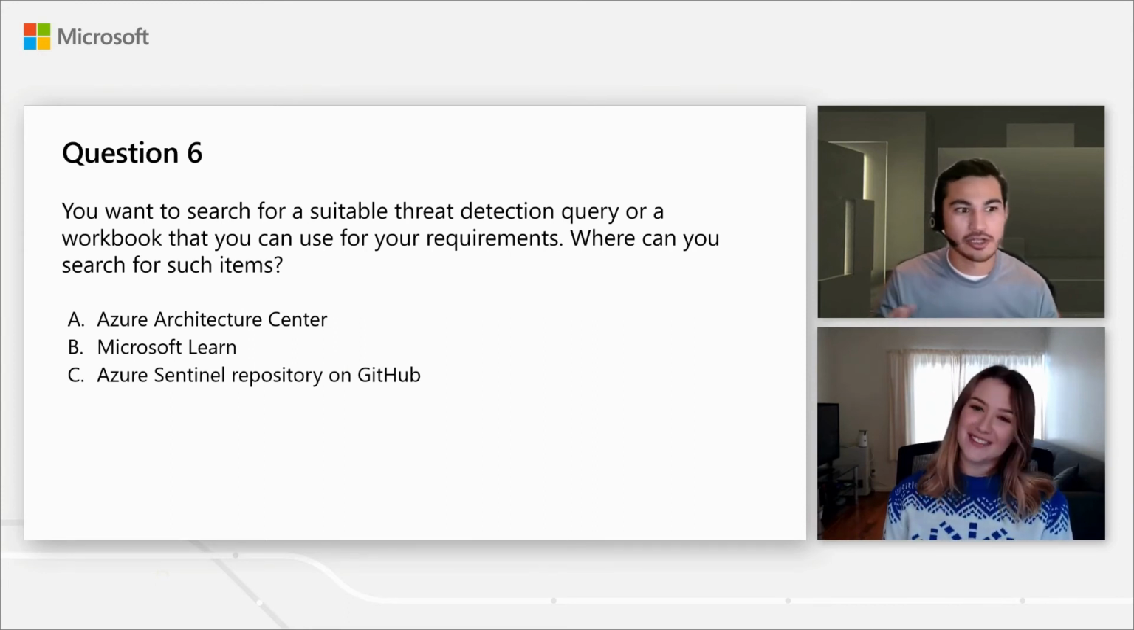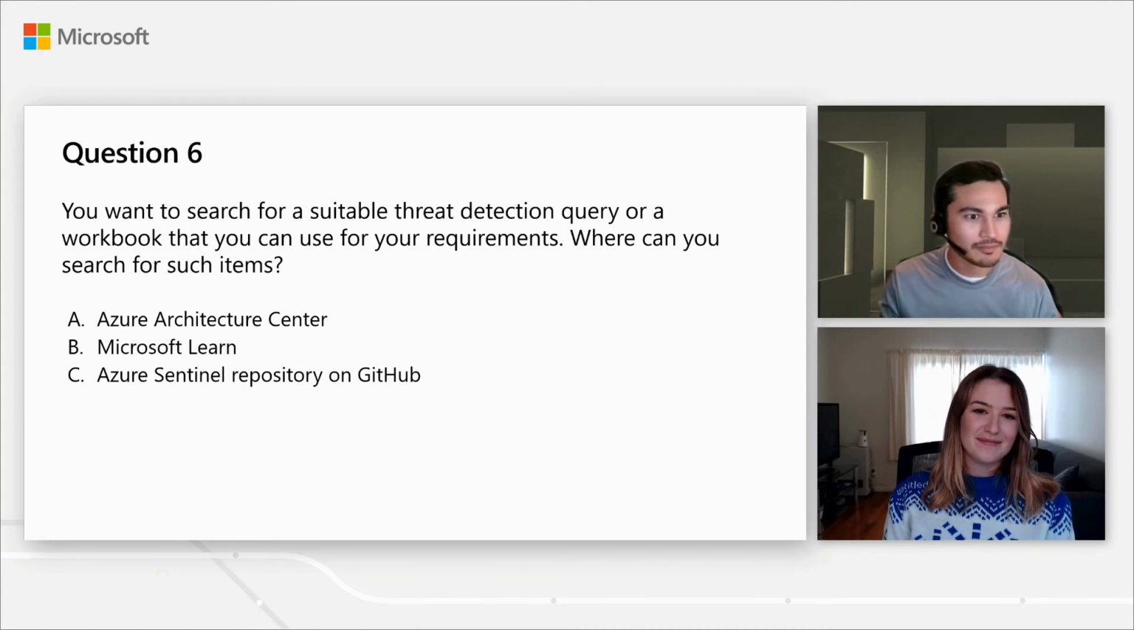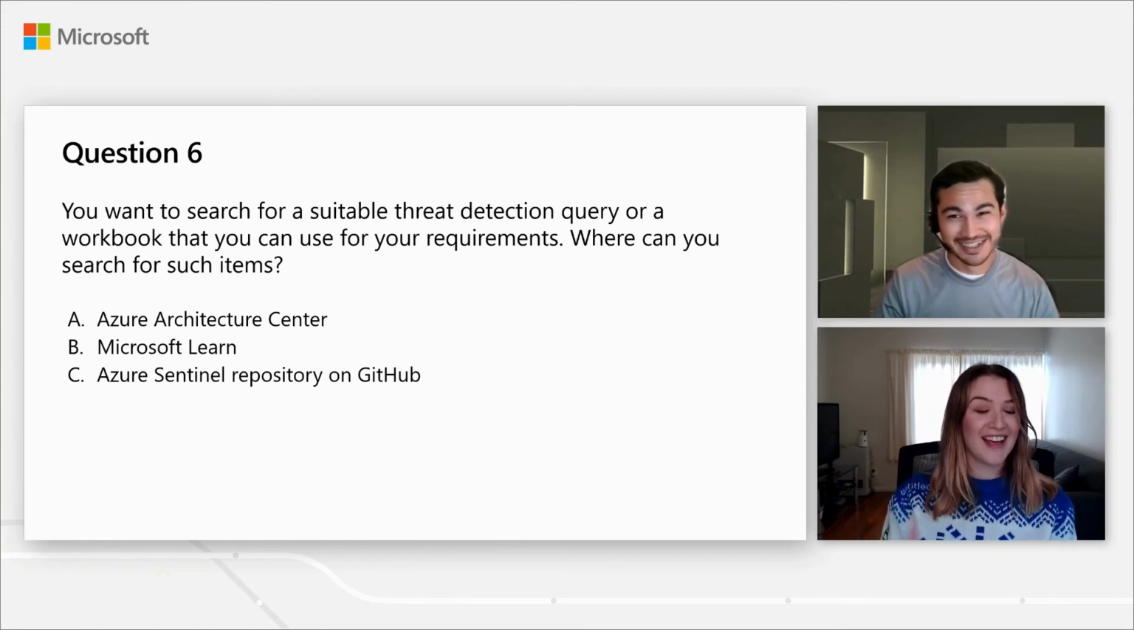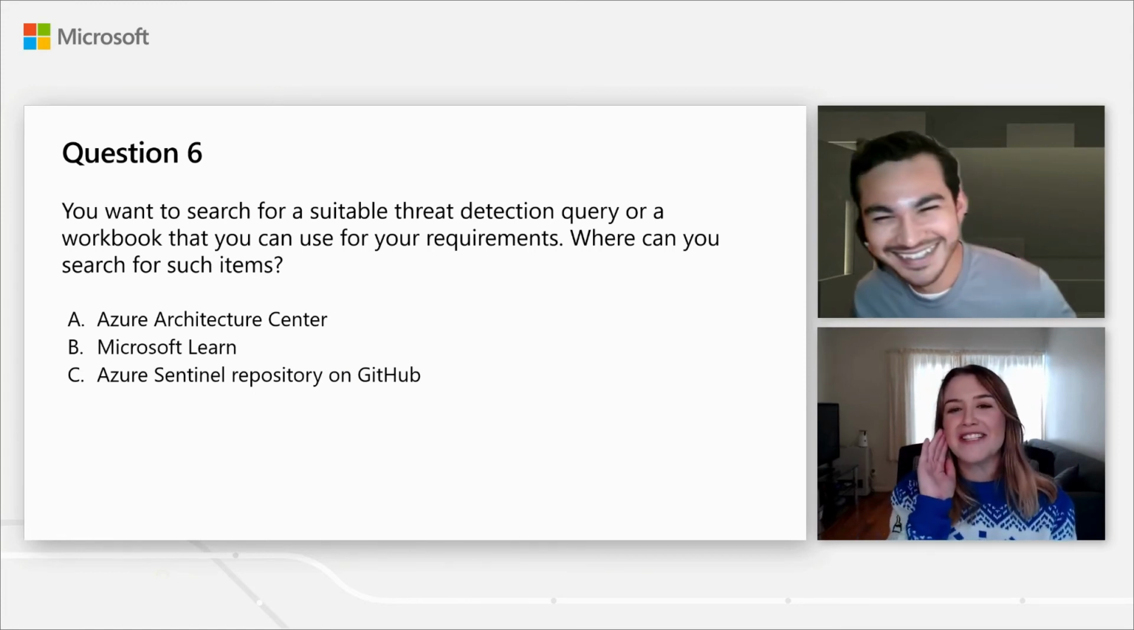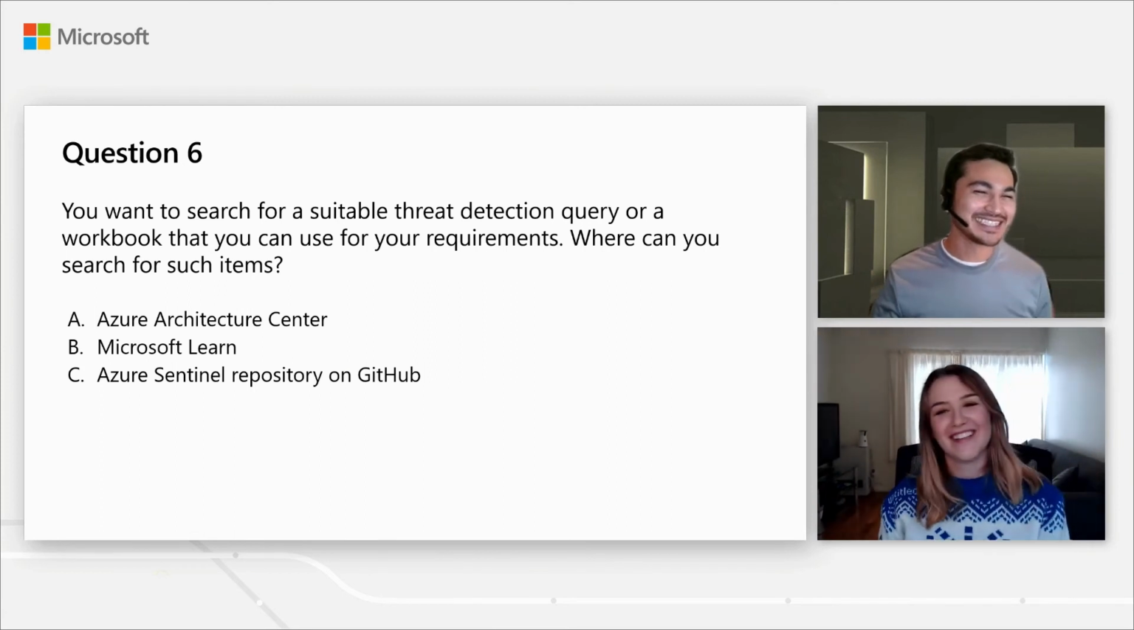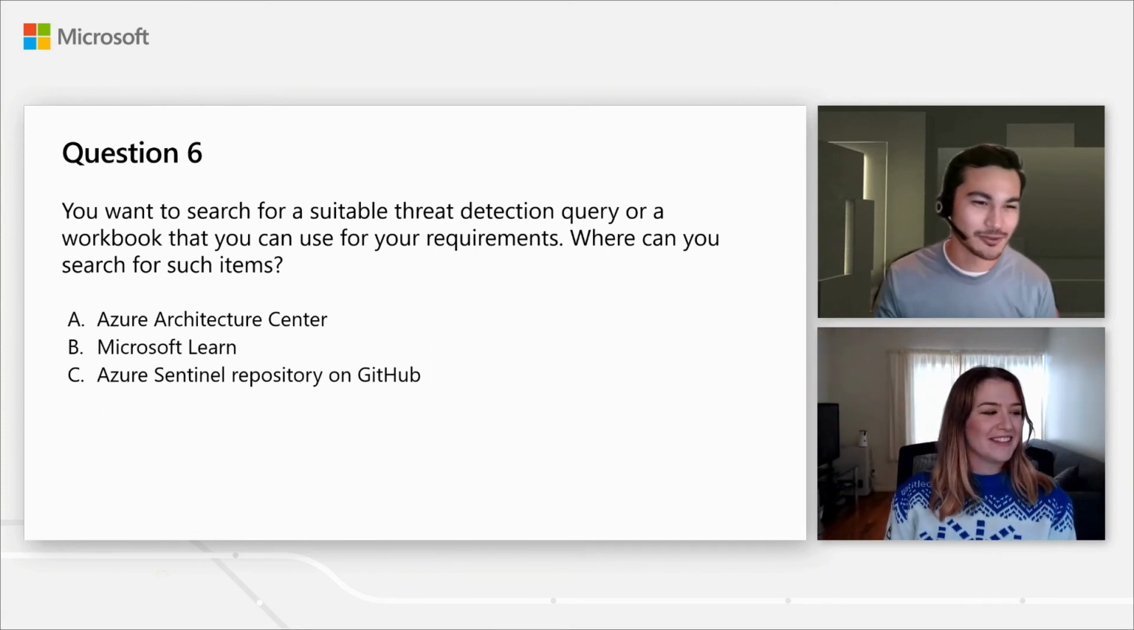All right, yes. Starting with answer B, Microsoft Learn. We did have a deployment there. We had the deploy to Azure. That would be a mess to work through if we wanted to find templates hidden in Microsoft Learn content. And so I don't think that's the right kind of repository for it. I don't even know what Azure Architecture Center is. I'm sure it's lovely, but it's also not that one. So it has to be C, Azure Sentinel Repository on GitHub.